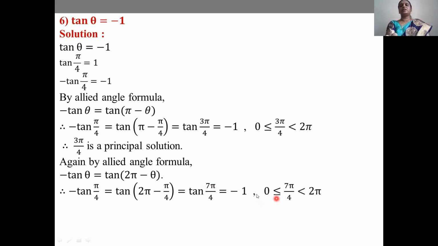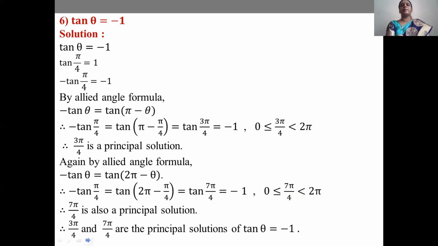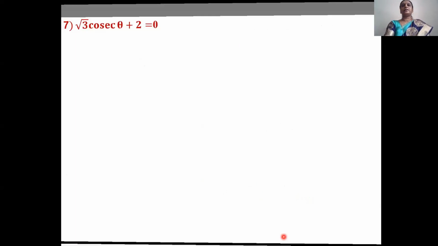First, we have to check whether this angle lies in the interval 0 to 2 pi or not. If we convert this 7 pi by 4 into degrees, this is the angle of 315 degrees, which obviously lies in the interval 0 to 2 pi. Therefore, 7 pi by 4 is our second principal solution. In this way, write down that 3 pi by 4 and 7 pi by 4 are principal solutions of tan theta is equal to minus 1.